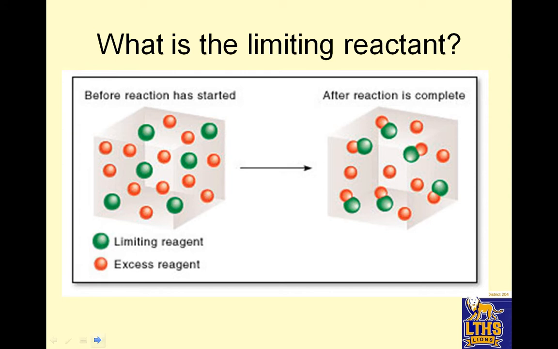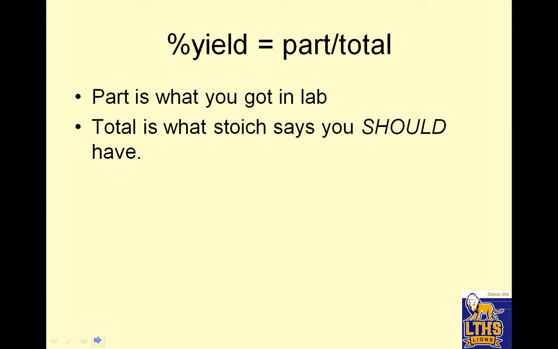This is what you have to be able to do with pictures. Before the reaction is started, notice I've got red ones and green ones. They react to form this guy, but notice I have these ones left over. If I add more reds, more excess reagent, that's what's left over. If I add more reds, I won't get any more of the red greens. I want red greens, that's my product I'm looking for. So if I add more red, it won't do anything. The greens control the amount of product formed. If I add more greens, I'll get more red greens. So that's what it looks like in a picture.